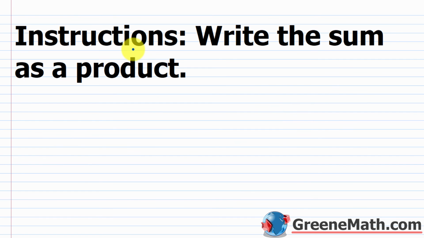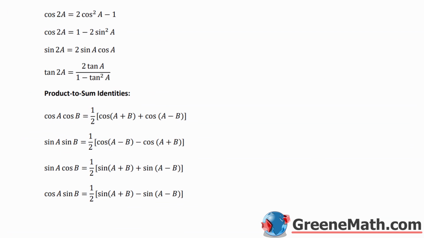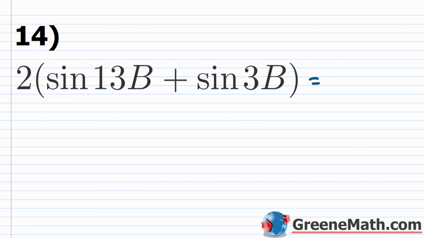All right, for the next guy, the instructions say to write the sum as a product. And for this one, for problem 14, we have 2 times the quantity sine of 13b plus the sine of 3b. So right now, this is a sum, and we want it as a product. So let's come back, and we want to look for the sum to product identities. So we have the sine of A plus the sine of B. So this is the one we want. So it's 2 times the sine of A plus B over 2 times the cosine of A minus B over 2. Okay, this one's tricky because you have a 2 already out front. So don't make the mistake of just putting 1, you need a 2.